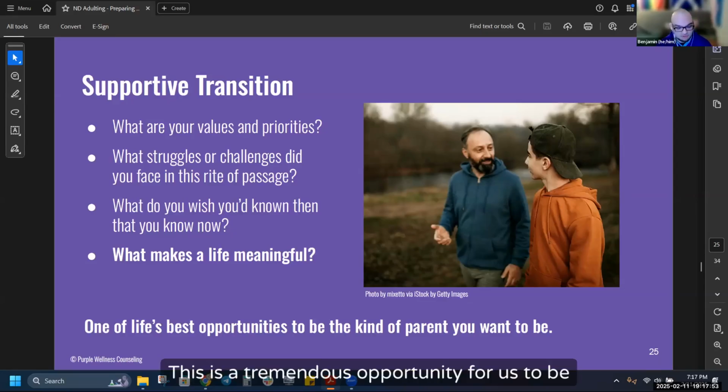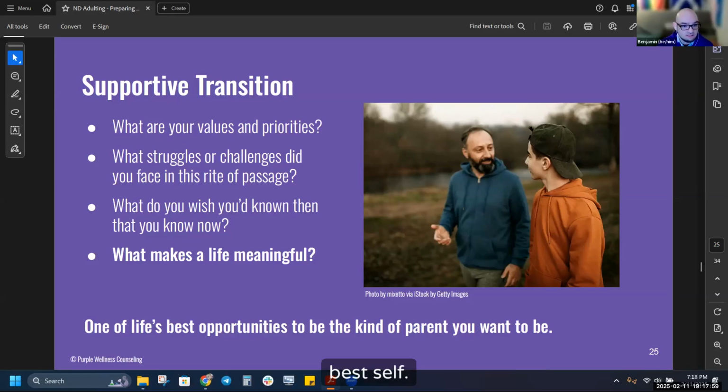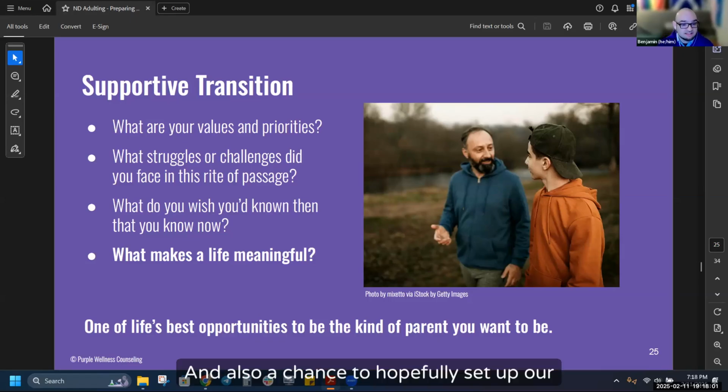This is a tremendous opportunity for us to be the kind of parent or adult in somebody's life that we really want to be, the best self. And also a chance to hopefully set up our young person for success while also sharing the things that are really important to us.